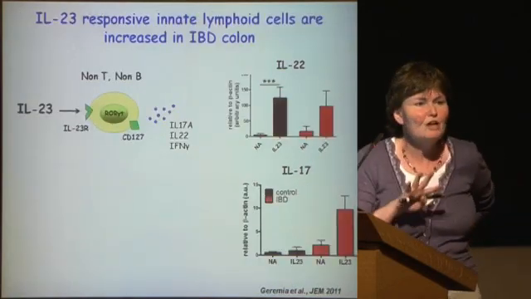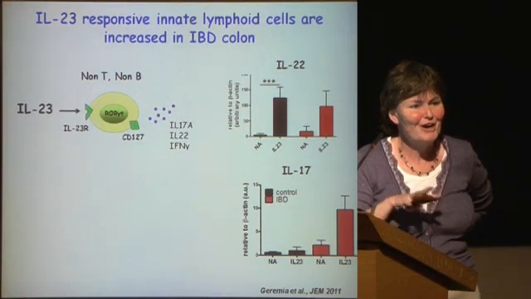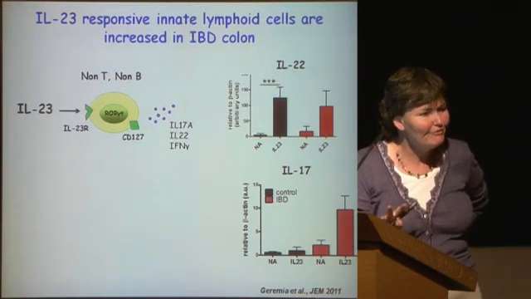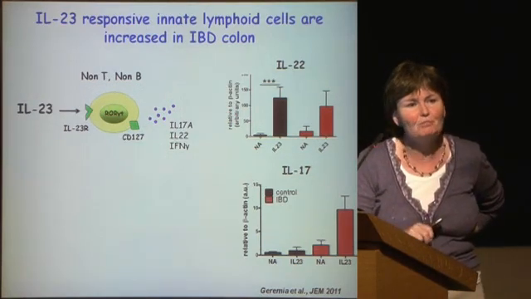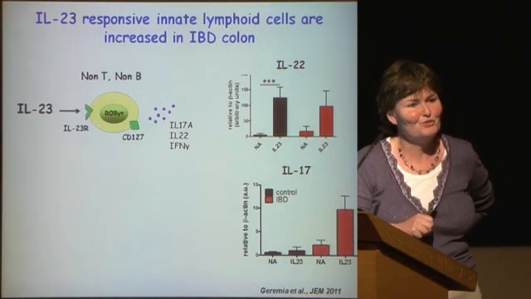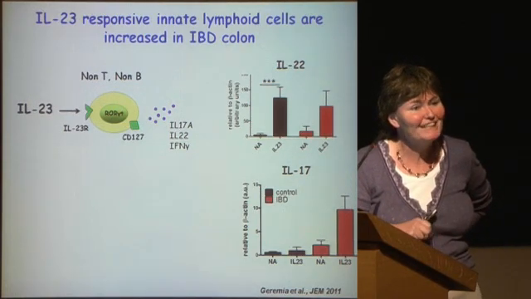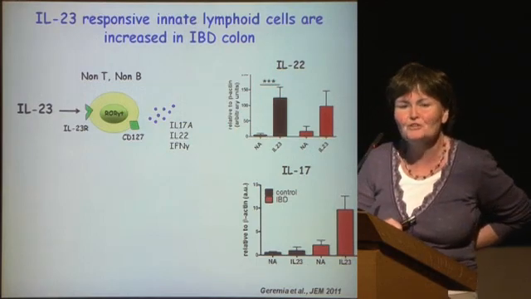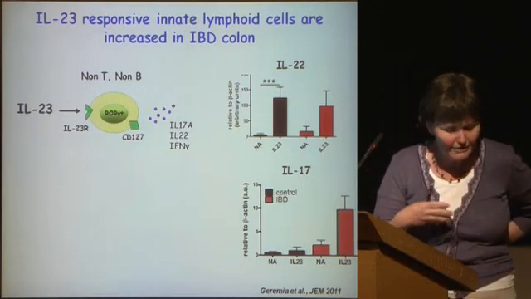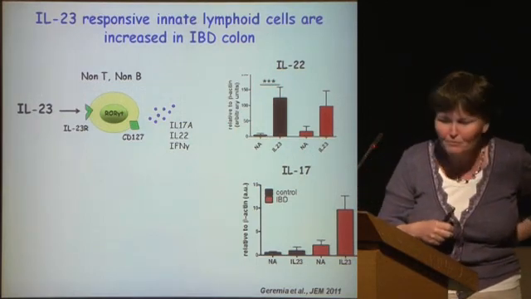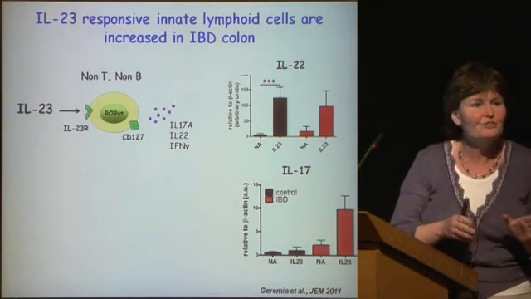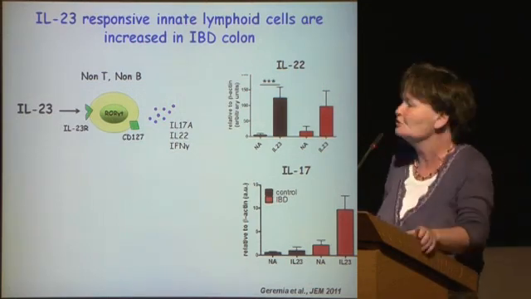So this is of course a Rag mouse. It's a highly manipulated model. We have to do that to be able to dissect pathways. Is there any relevance of this in terms of chronic intestinal inflammation in humans? So we've wanted to analyse this. Do we find these types of populations in the human intestine, and can they respond to interleukin-23?